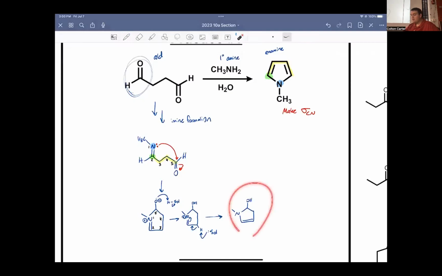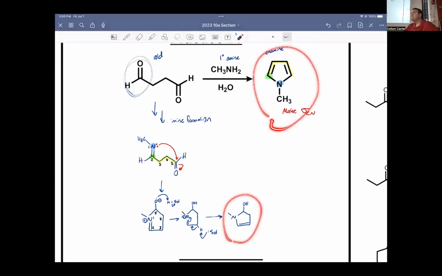So now what's the other big thing that you see needs to leave? What is in this intermediate that's not in the product? The OH, right? So we need to make it leave. What is the way that we've made things leave in the past? If only we had a tetrahedral intermediate where we had something that could do the lone pair pushing, and then we could kick off a leaving group.